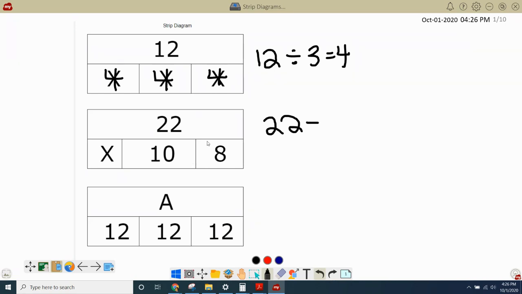Okay, so I'm going to subtract 10 and 8. Okay, but it's 10 and 8, so that means it's 10 plus 8. Okay, and 10 plus 8 is 18. So 22 minus 10 plus 8 is what I'm going to do.